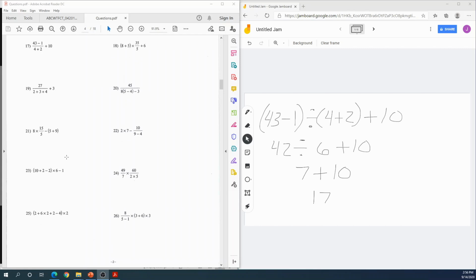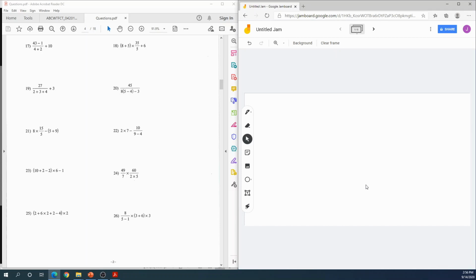All right, let's jump on down here to 25. So 25, we've got parentheses, 2 plus 6 times 2 plus 2 minus 4 times 2. The first thing we're going to do is everything within our parentheses. Now we have multiple operations within our parentheses, so we'll follow the order of operations within there as well. First we'll do the multiplication within the parentheses. 6 times 2 is going to be 12.